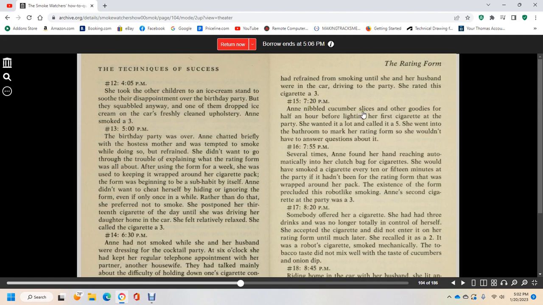Number 16, 7:20 p.m. Anne nibbled the cucumber slices with the other goodies for half an hour before lighting her first cigarette at the party. She wanted it a lot. She called it a 5. She went into the bathroom to mark her rating form so she wouldn't have to answer the questions.